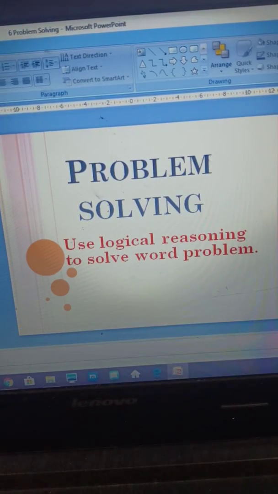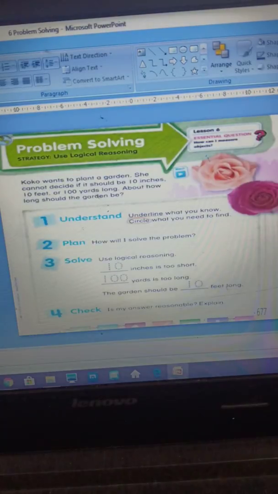In this lesson, we will use our logical reasoning to solve a word problem. We will not solve it with computation. We will just use our mind and our reasoning to solve a given word problem. Like, for example, okay, let's start.